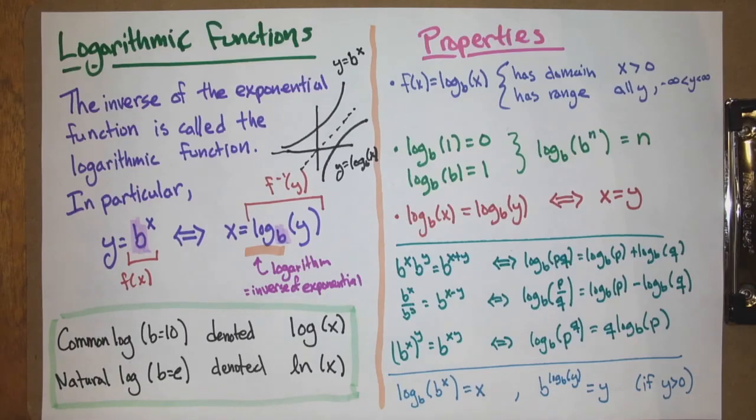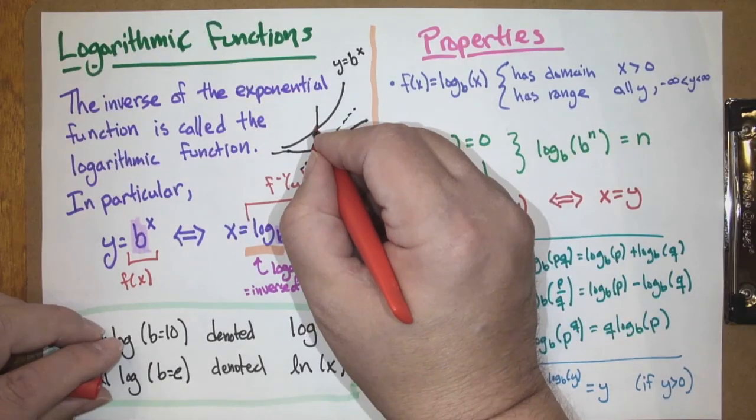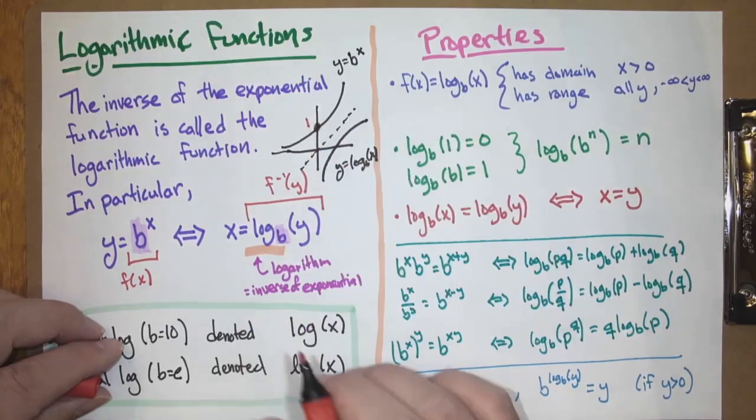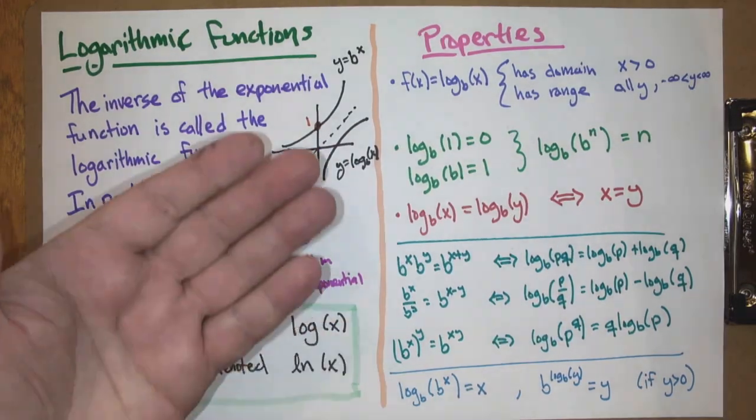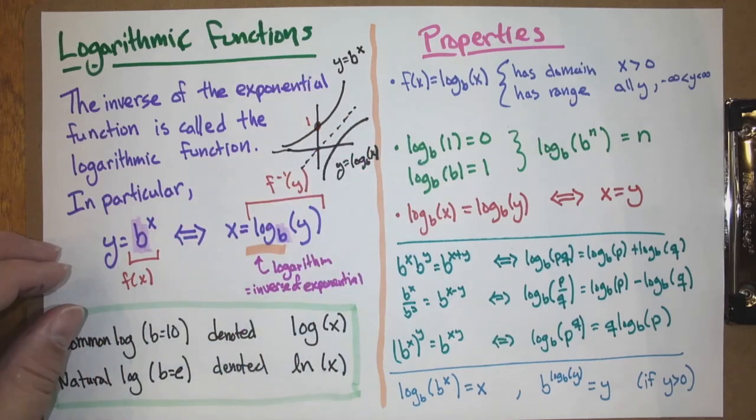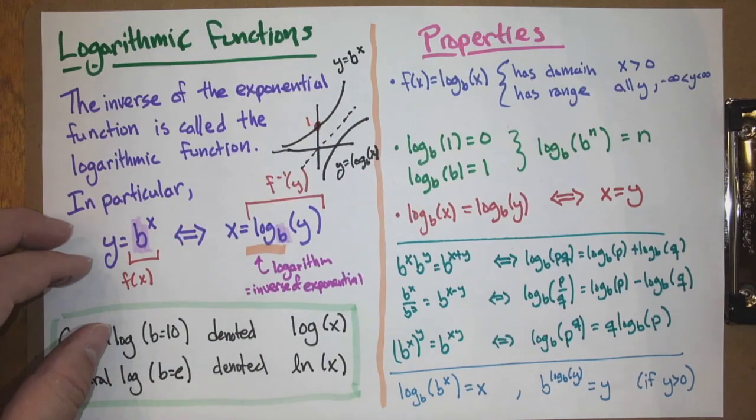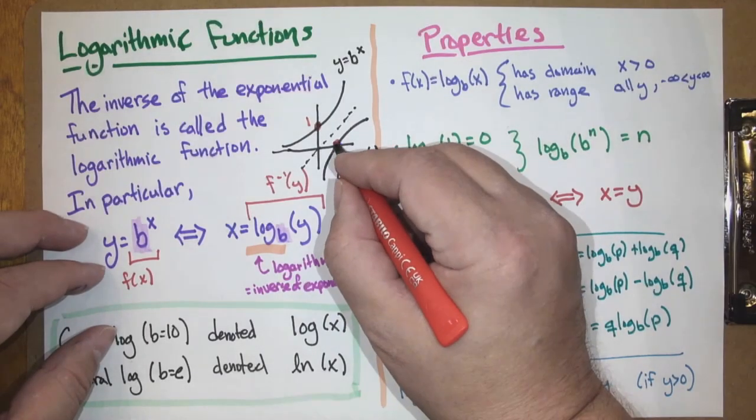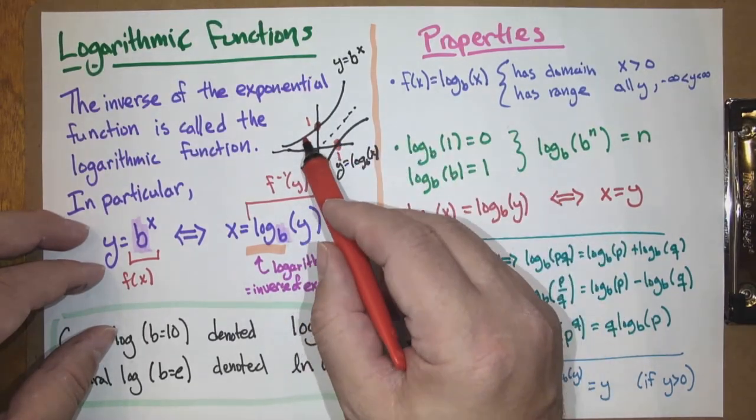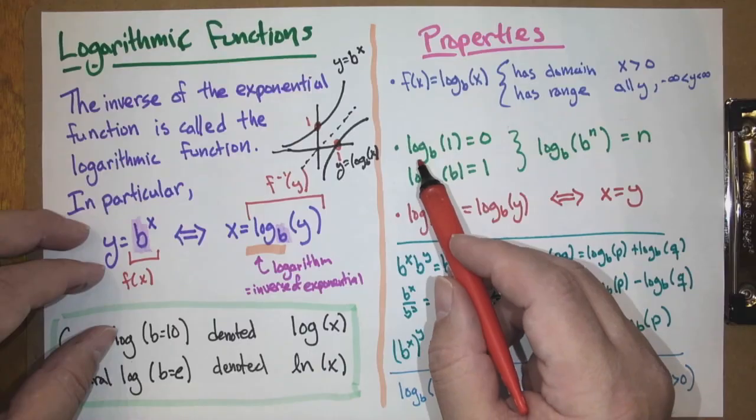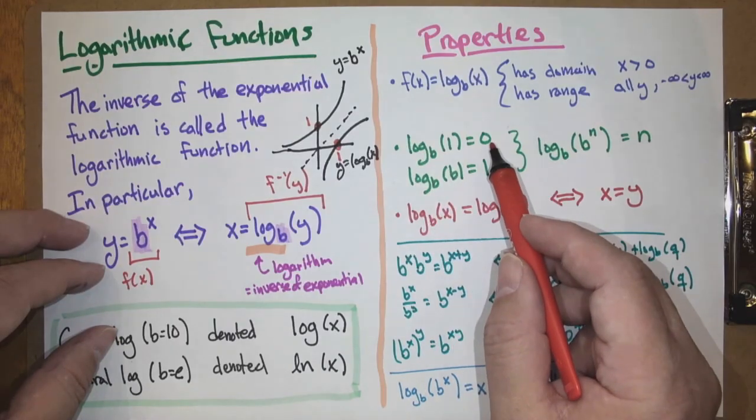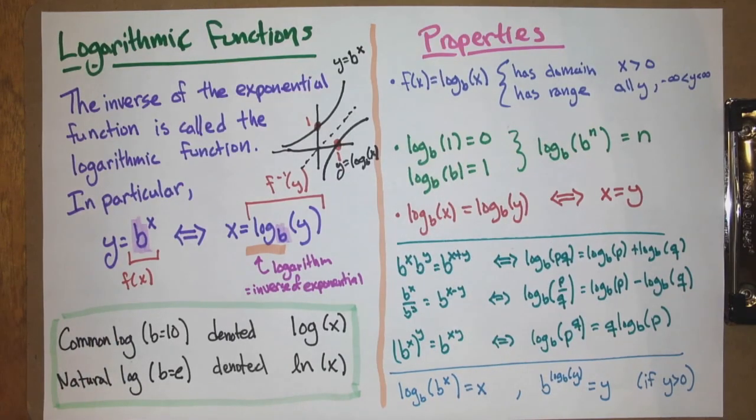We mentioned that we have a y-intercept at 1. When we flip, what does the y-intercept become? An x-intercept. So, since b to the 0 equals 1, we always have that log of 1 is 0. We also can say log base b of b is 1.